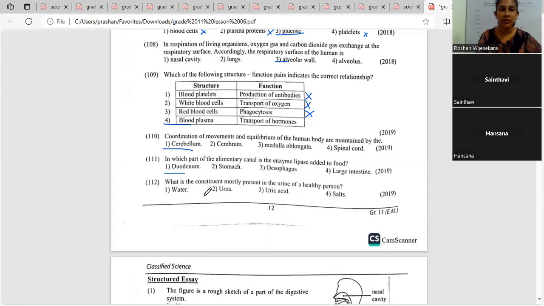Then, what is the constituent mostly present in the urine of a healthy person? Water, urea, uric acid, and salt are all components of urine, but the most abundant constituent is water. Those are the four MCQ questions of 2019. Correct your answers.